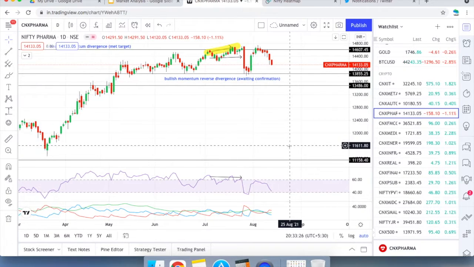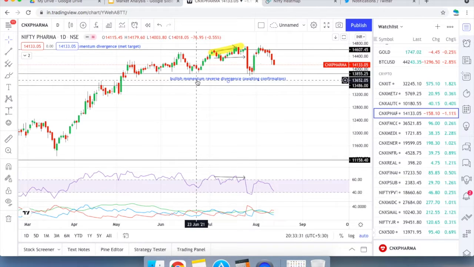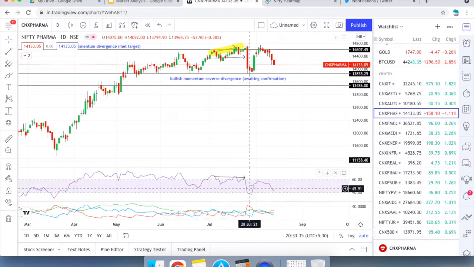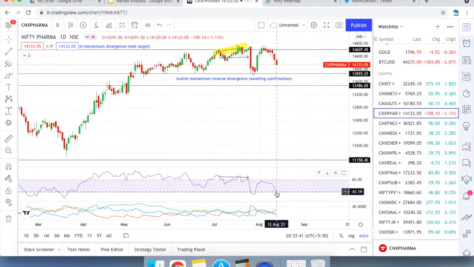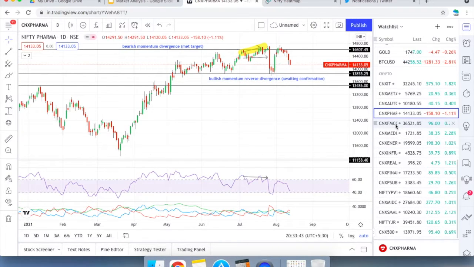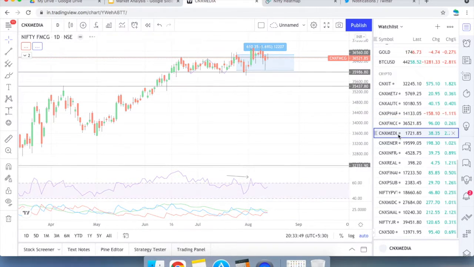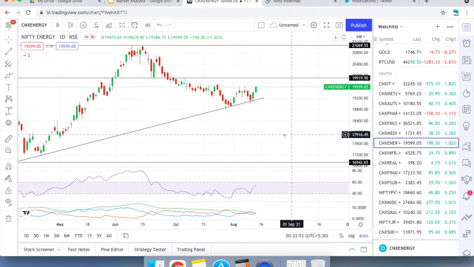Pharma fell big again. Probably it may take support here, but the bullish momentum that was supposed to move has failed after taking resistance at the momentum 60 levels, right? So yes, it's sideways. FMCG is also the same, sideways. Not a trade, the breakout failed. And energy, I think it performed in the last 2 days.